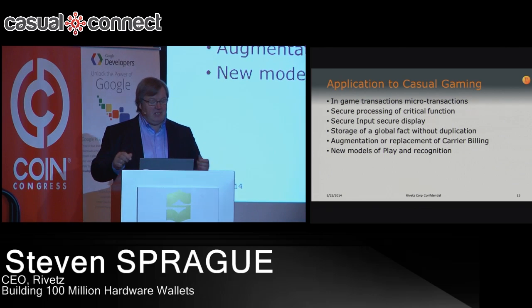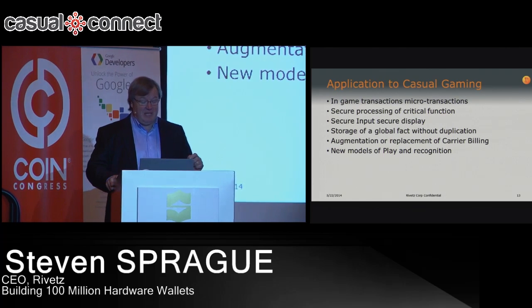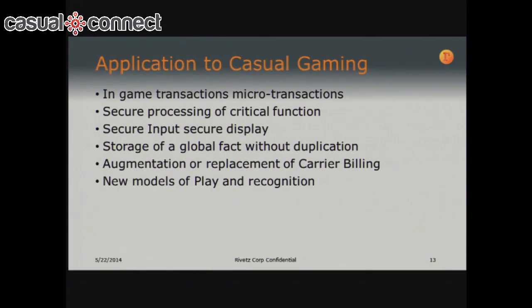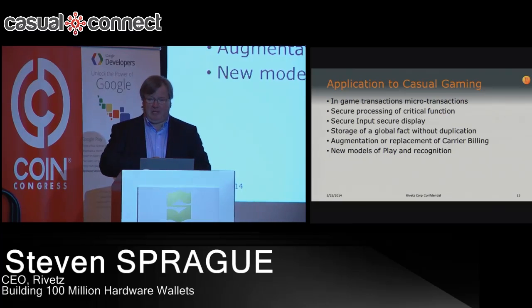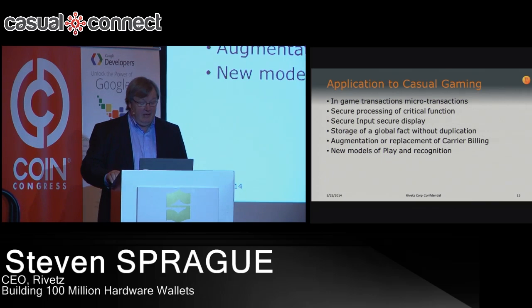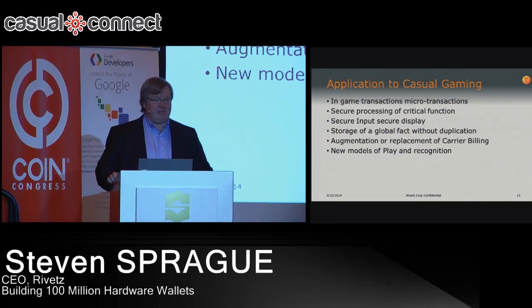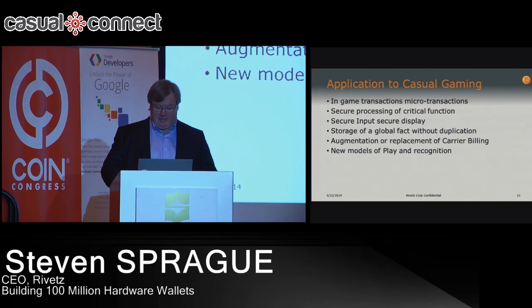I put a couple notes down on casual gaming. I don't know if anybody's here actually from the game space, but this is a very cool interaction because I can do in-game transactions with microtransactions, secure processing of critical functions, and secure input. It's very hard to do secure input in massively multiplayer role-playing games today. People cheat. They build programs to play the game. That's a whole different context. How do we assure that a human's playing? Also the concept of a global fact: who's got the highest score this week?